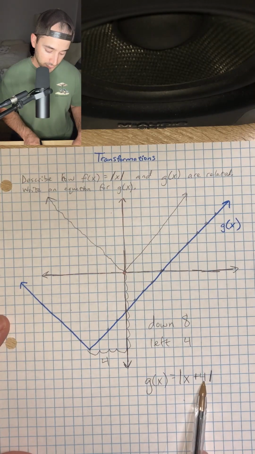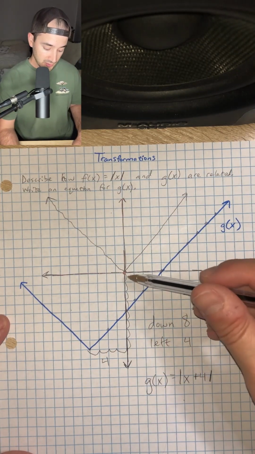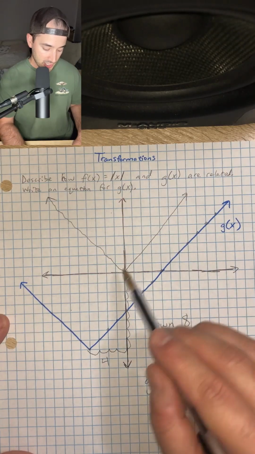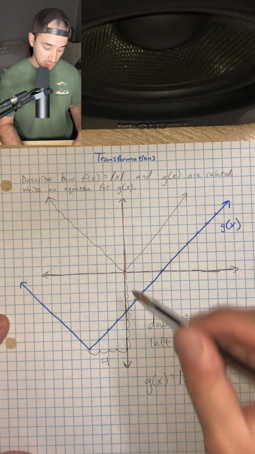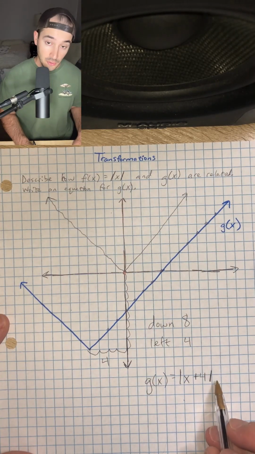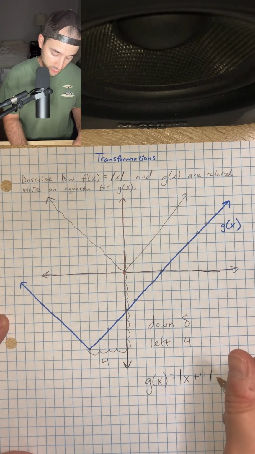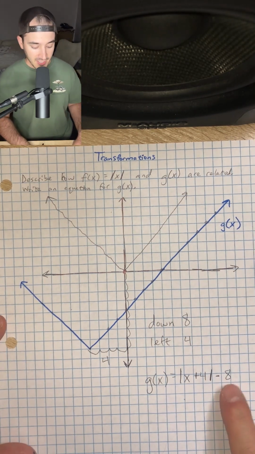So x plus 4 inside of absolute value signs, and then to move down 8, right, from this parent function, that is going to be just what you think. So if we're going down, we're probably subtracting, and so that's what we're going to do at the end, is we're going to subtract 8 at the end.